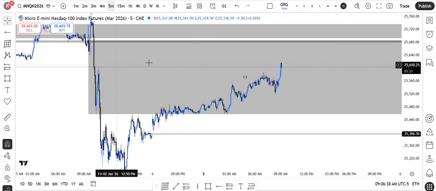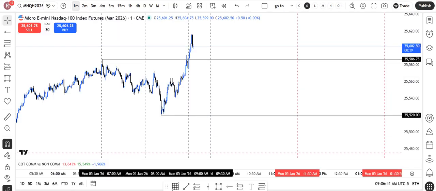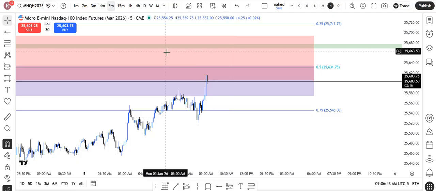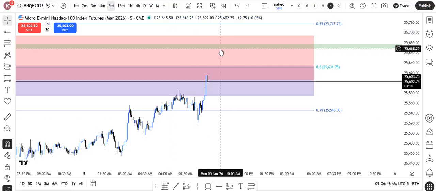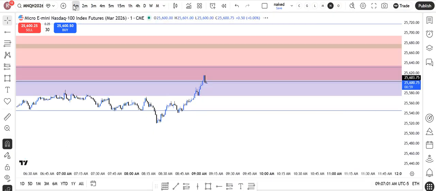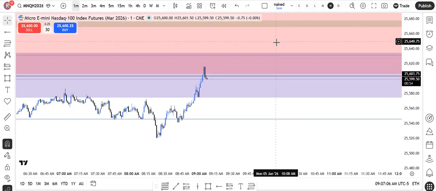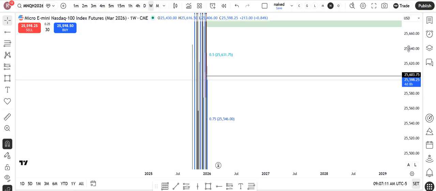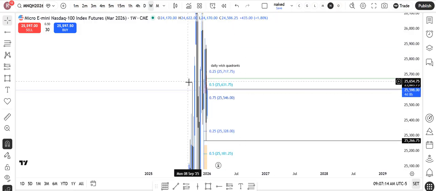But as we can see, it took this liquidity. In a perfect world, I would love to see it come up to this green box. But it doesn't have to. And if it just comes up to here, I'm fine with that also. If you want to know what this purple box is, it's a weekly volume imbalance right here on the weekly chart.